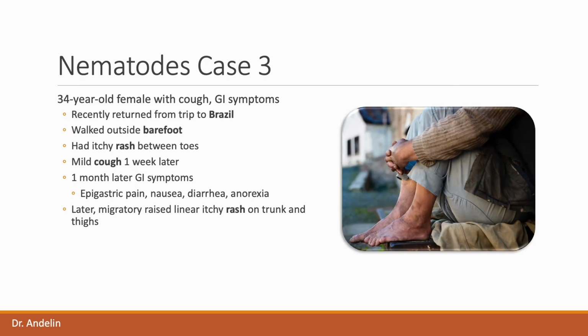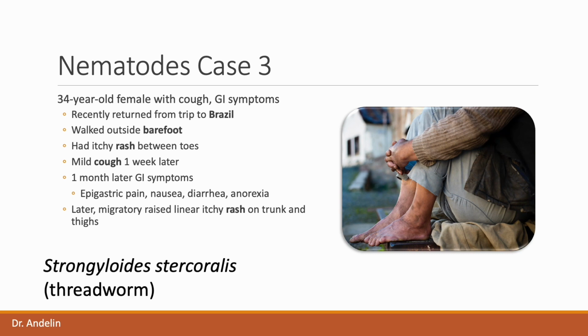Next, we have a 34-year-old female with cough and GI symptoms. This patient recently returned from a trip to Brazil where she walked outside barefoot. She noticed an itchy rash between her toes and about a month later started having a mild cough. A month after that, she started having GI symptoms with epigastric pain, nausea, diarrhea, and anorexia. You can note the similar presentation overall to our last case with hookworms. Following this patient's GI symptoms, she developed a migratory raised linear itchy rash on the trunk and thighs. This patient is infected with Strongyloides stercoralis, also known as threadworm.